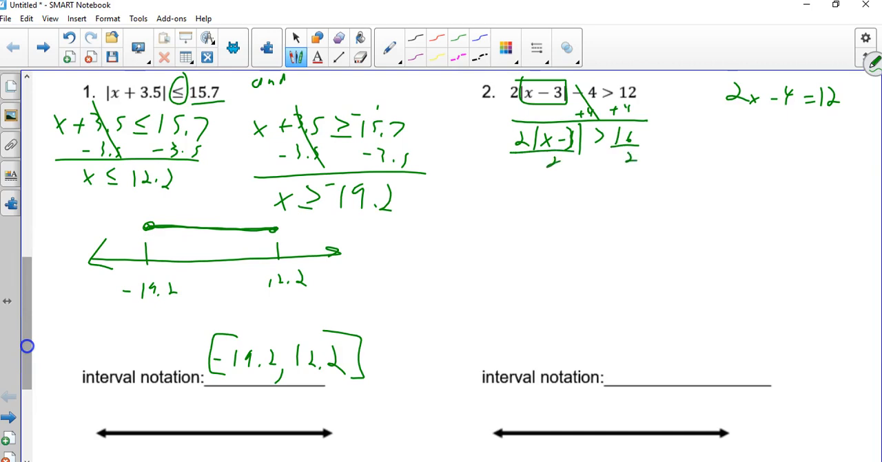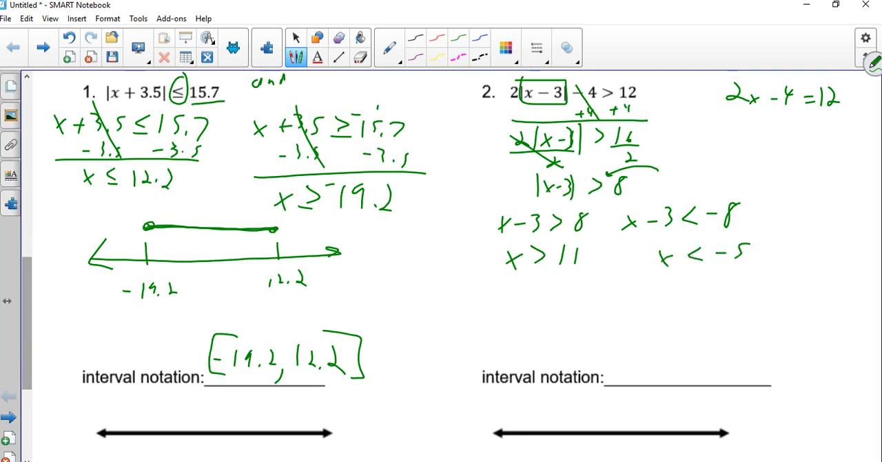Then divide by 2. Absolute value of x minus 3 is greater than 8. Now, think about it. Is this going to be an and or an or statement? It's greater than. So now I'm ready to go. X minus 3 is greater than 8, just the way it's written. Then x minus 3 less than negative 8. So we switch the sign, we switch the symbol. Going to add 3 to both sides. X is greater than 11. Going to add 3 to both sides. X is less than negative 5.